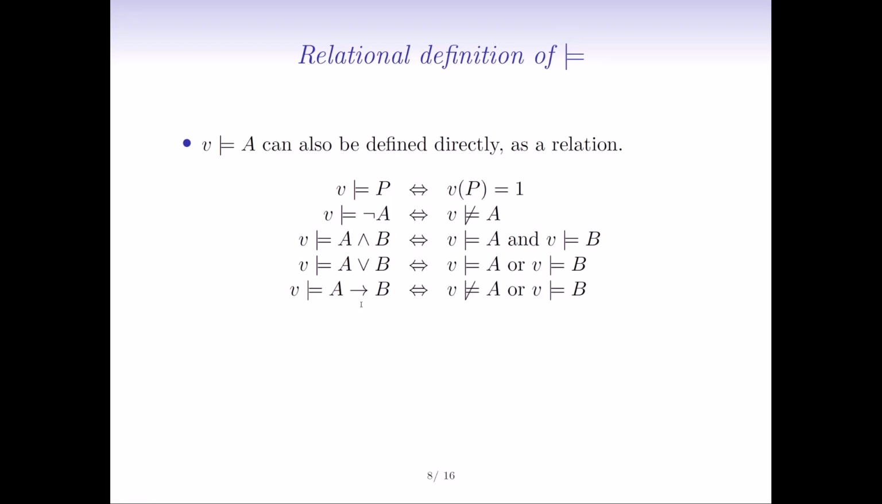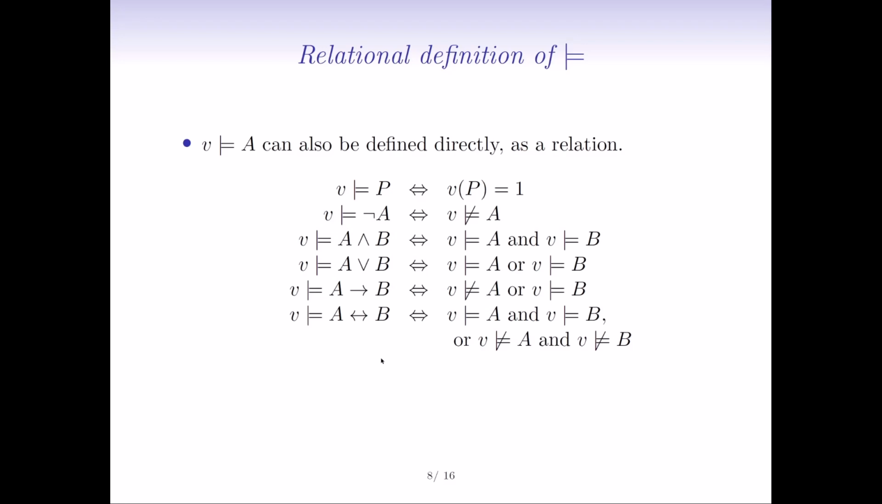In the case of an implication, valuation V satisfies the implication A implies B. Well, remember that A implies B is equivalent to the formula not A or B. So a simple way of writing down the relation for an implication A implies B is to say that V satisfies A implies B if and only if V does not satisfy A or it does satisfy B, again, or both. Because remember that when A is 0 and B is 1, then A implies B is still 1 as well.